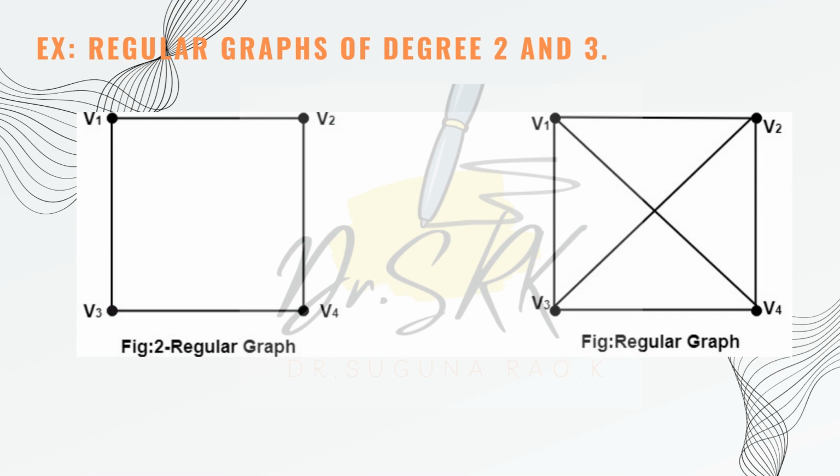Examples for regular graph of degree 2 and 3. Here, the first figure is the regular graph of degree 2 and the second figure represents the regular graph of degree 3.